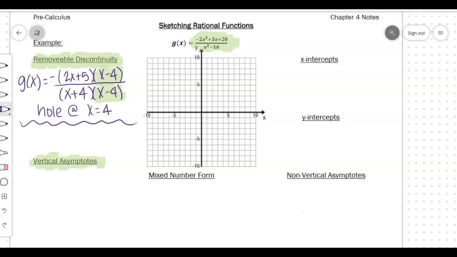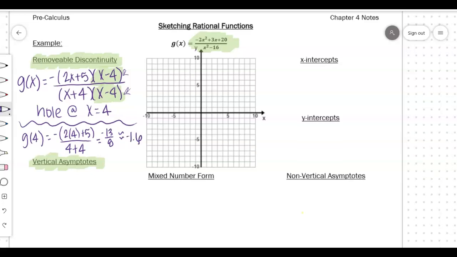So pretend for a second that we canceled these x minus 4s, top and bottom, and they were gone, and all we're left with is the negative 2x plus 5 over x plus 4. We're going to plug in that 4 to see what y would be if we were allowed to plug it in. And so that would be 4 plus 4 in the bottom. And so what we'll end up getting is negative 13/8, which is roughly negative 1.6. So that means at the point 4, negative 1.6, we're going to have a hole in our graph. Our graph is going to have to hop over that spot since we can never plug in 4.